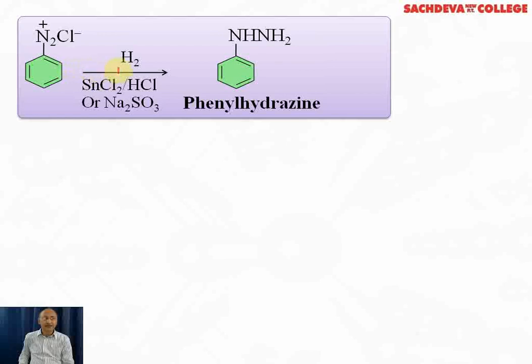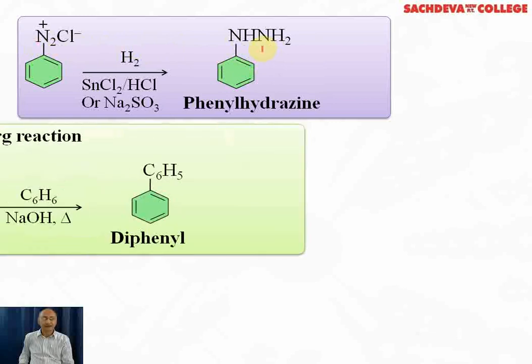Benzene diazonium chloride when reduced with hydrogen produced by SnCl2 and HCl, or sodium sulfite, which is a reducing agent, will give phenylhydrazine. Here each nitrogen gets hydrogen. This one nitrogen gets one hydrogen, another nitrogen gets two hydrogen, so we get phenylhydrazine. It is a product of reduction.